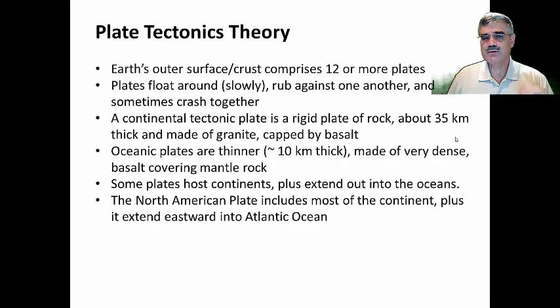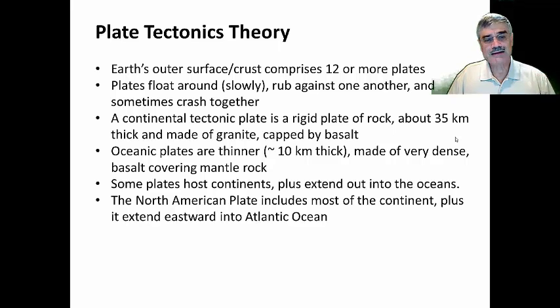That is, this is a theory in which the Earth's outer crust, its outer surface, comprises 12 or more plates, 12 large plates and maybe some smaller plates. Plates are what you could consider to be rafts that form the complete crust. But these 12 plates are not really joined, but they float around and they rub against each other, or they sometimes clash into each other. And this movement of the plates is responsible for such things as volcanoes and earthquakes and other things that we will be talking about shortly.